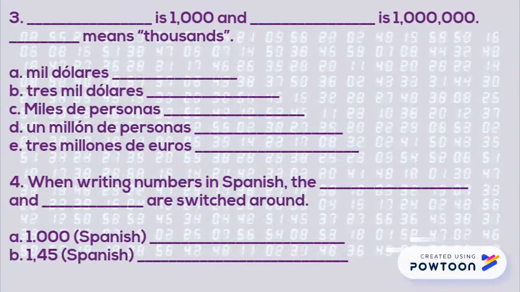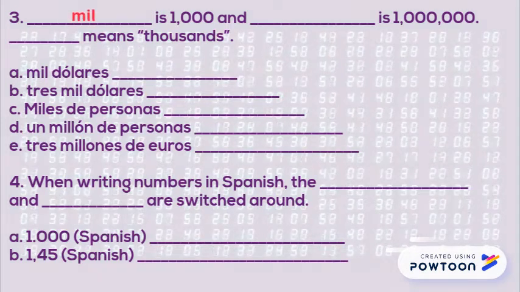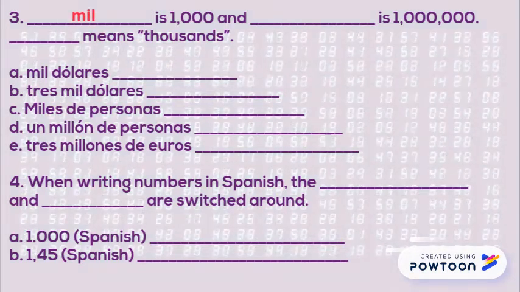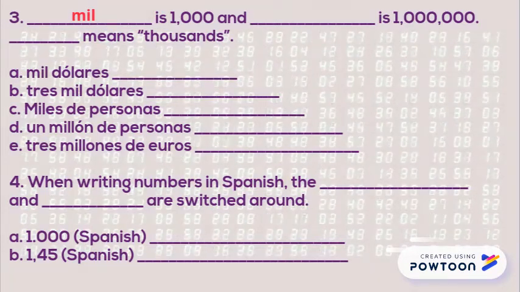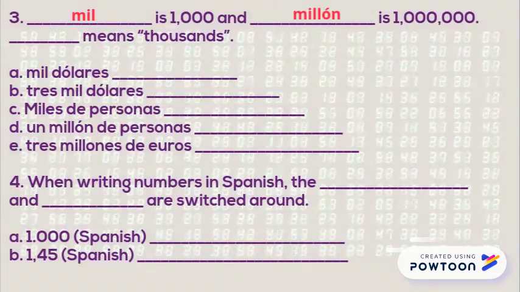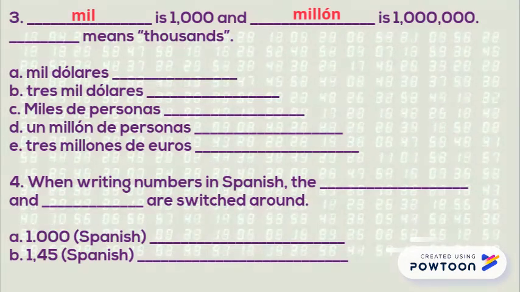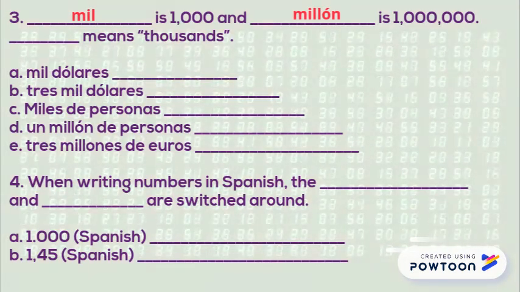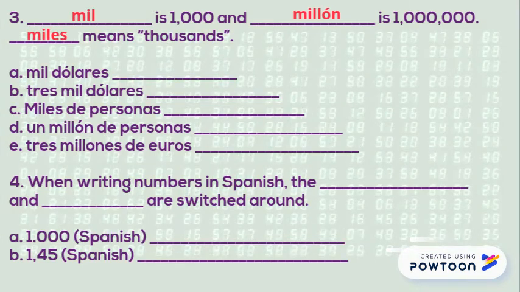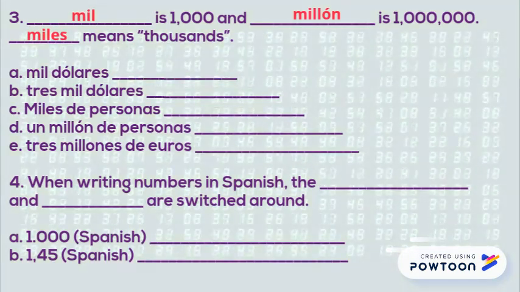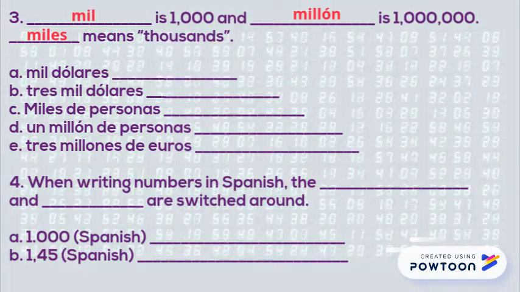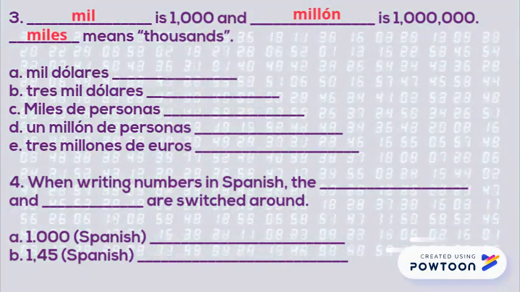All right, so that takes us up to the number 1,000. Okay, the number 1,000 is mil. So mil is 1,000. So mil, 1,100, 1,250. Millón is 1 million. Okay, so mil and millón.